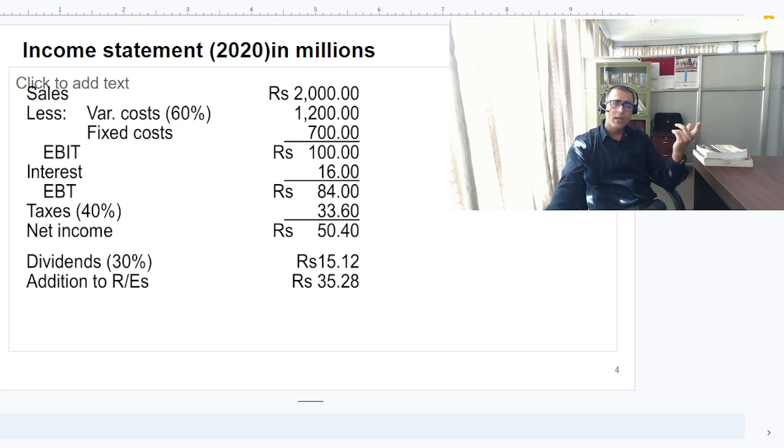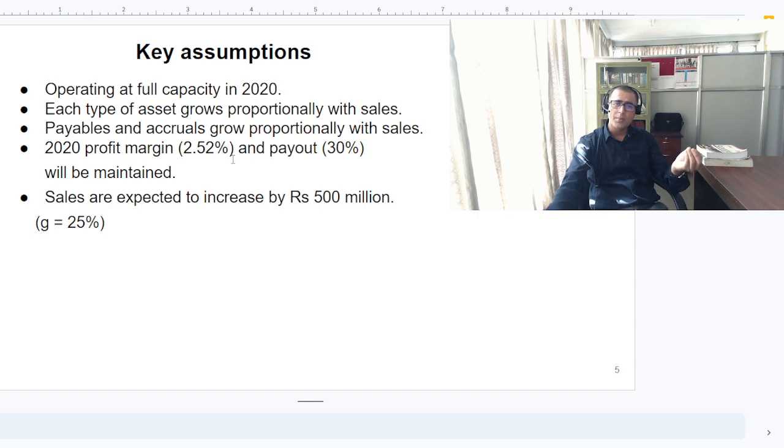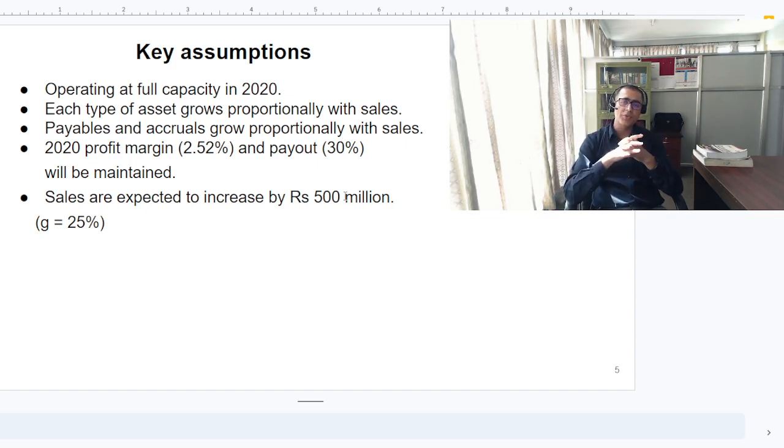Okay. Now the assumption is that the company is operating at full capacity. Each asset grows proportionately with the sales, and the spontaneous liabilities that include payables and accruals grow proportionately with the sales. Profit margin is 2.52. Payout ratio is 30%, while sales increment is 25 percent, or that's an increase of 500 million. Now the question is, based on this given information, how could we estimate the additional fund needed?